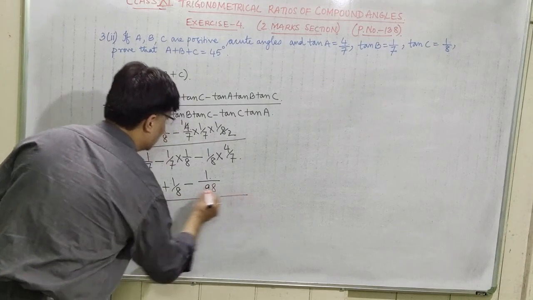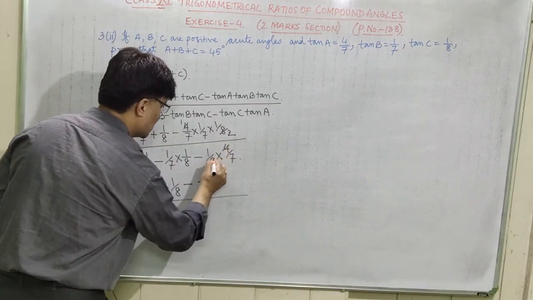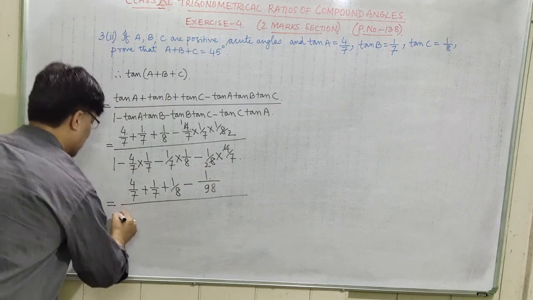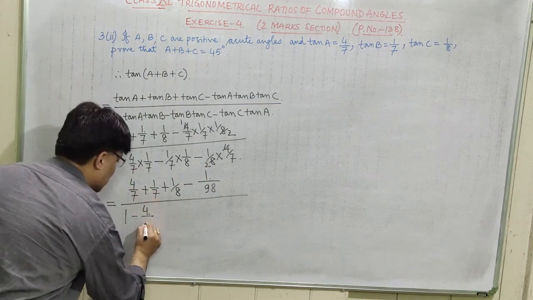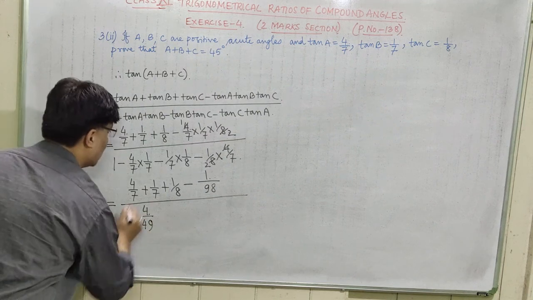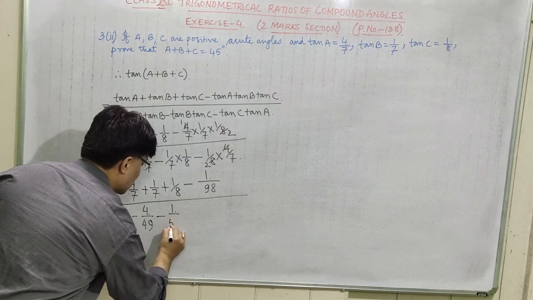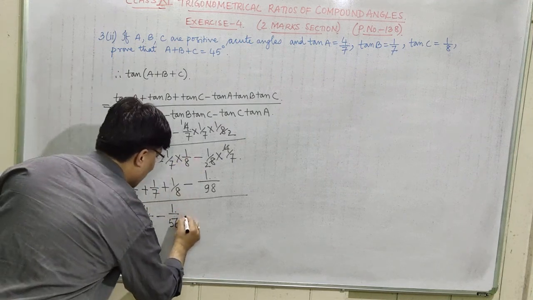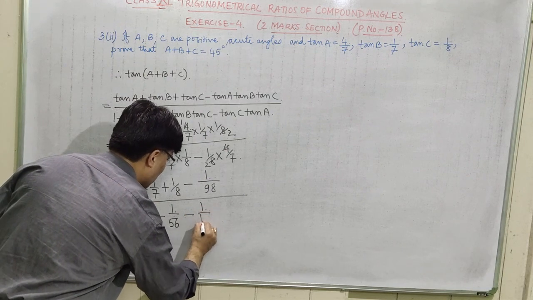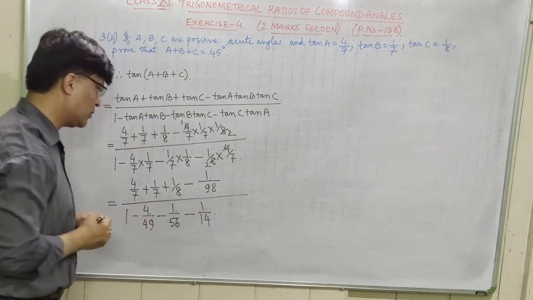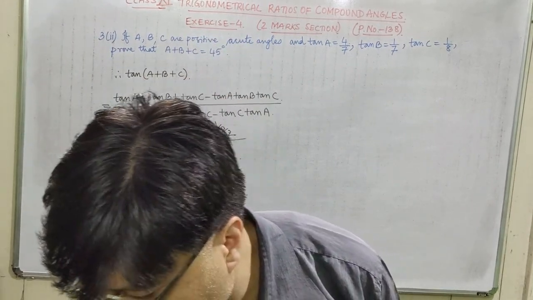So this whole divided by, so here also you can cancel this. 4 ones are 4, 4 twos are 8, right? So 1 minus 4 by, this is 7 sevens are 49 minus 1 by 8 sevens are 56 minus, this is 4 ones are 4, 4 twos are 8, this is 1 by 14. Is that clear? So let us simplify it now.